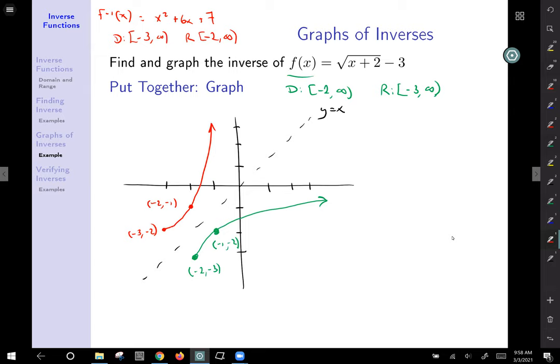We should label these because while I've got colors, you won't always have colors. So it's a good idea to label your graphs. And you should always do that. Our inverse is a reflection across that line for every point.